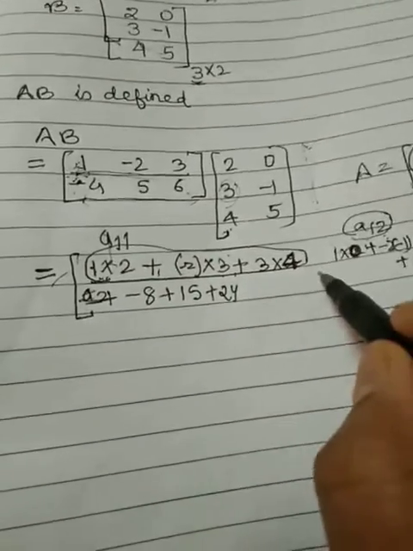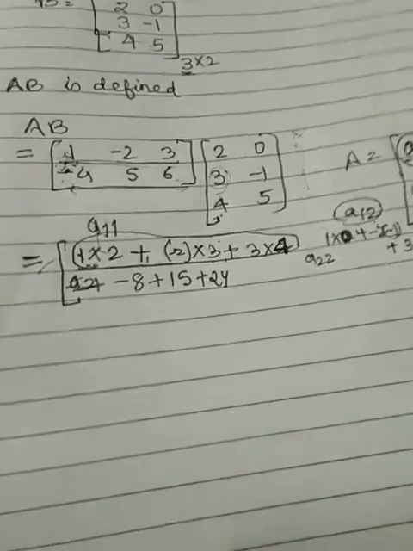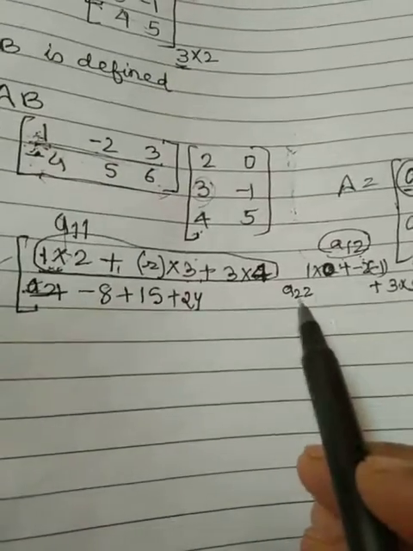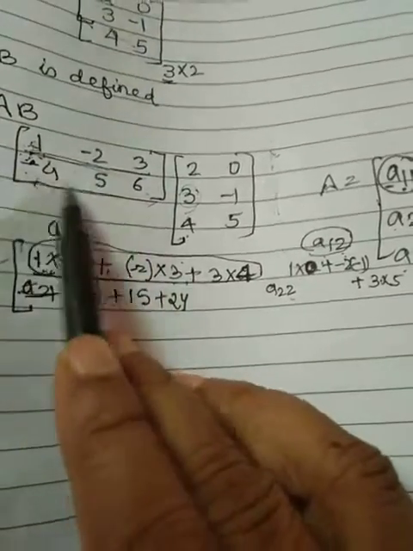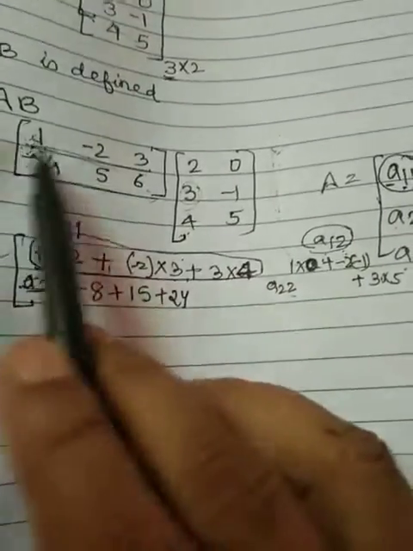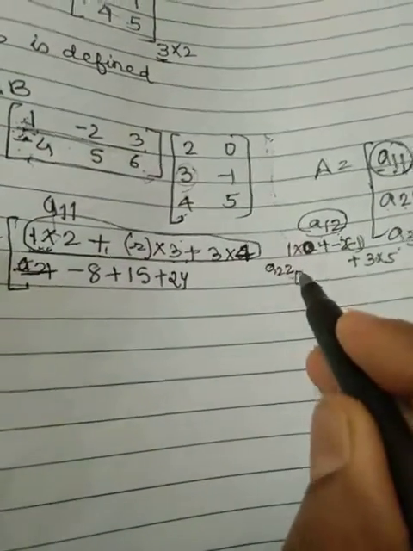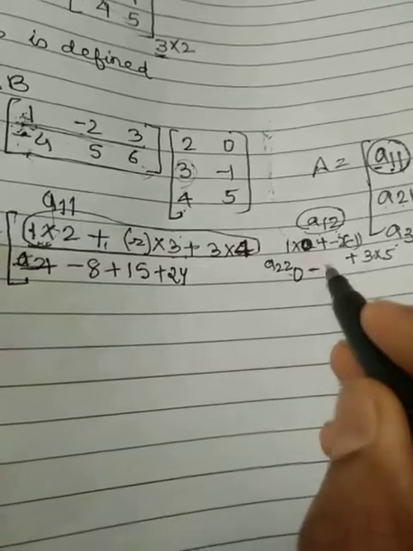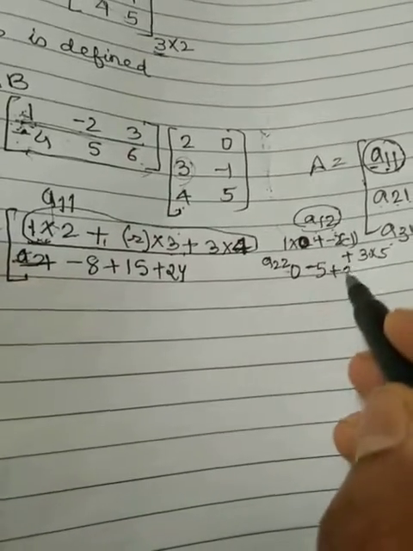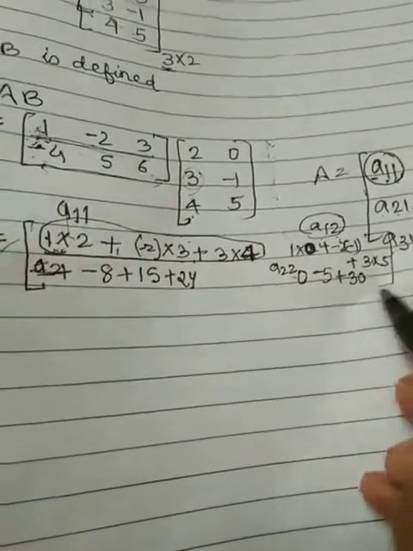Now let's move ahead. The element that will come here is A22. A22 means second row, second column. So you have to multiply the elements of the second row with the second column. Minus 4 into 0 is 0. Then 5 into minus 1 is minus 5. Then 6 5s are 30. In this way we have completed the multiplication of the matrices.